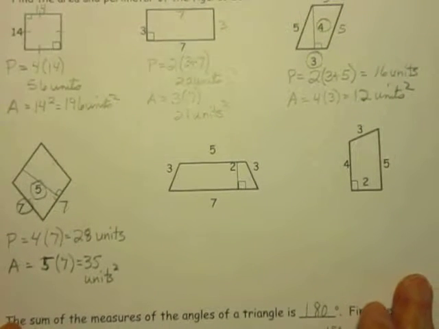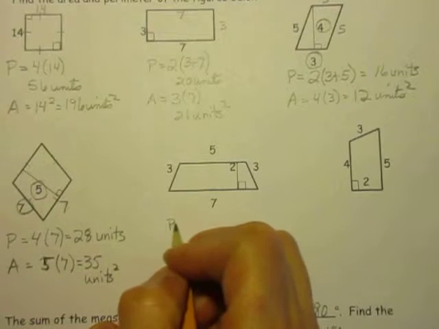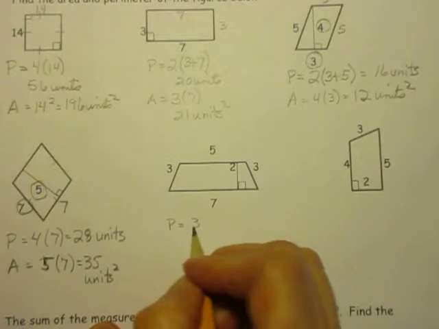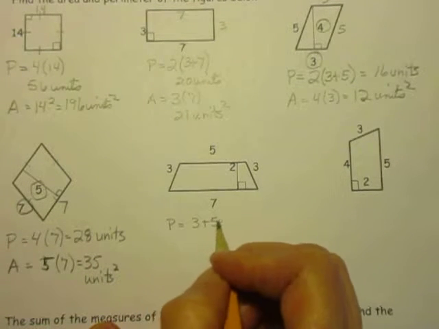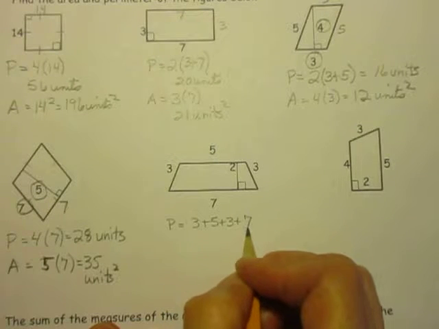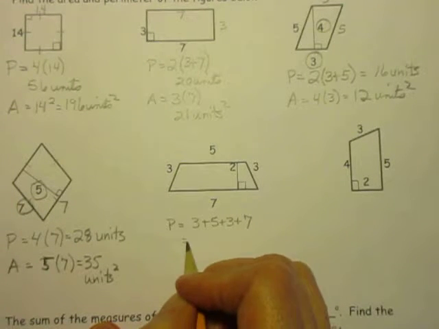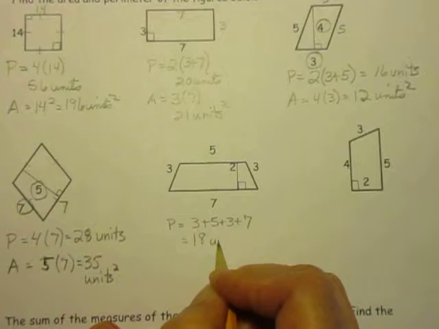Okay, and this is one of those lovely trapezoids. So our perimeter is not too tough. You could just go ahead and say 3 plus 5 plus 3 plus 7 is going to give us a total of 18 units.